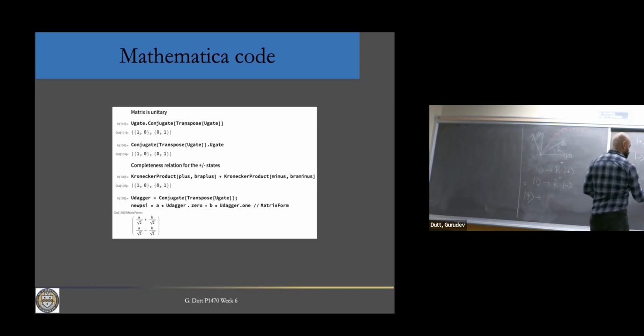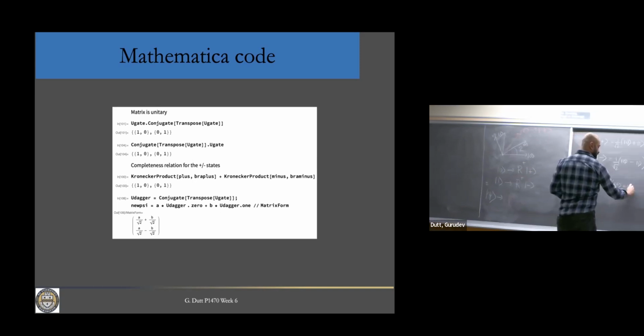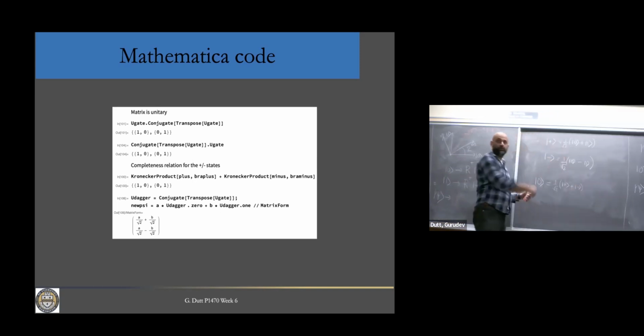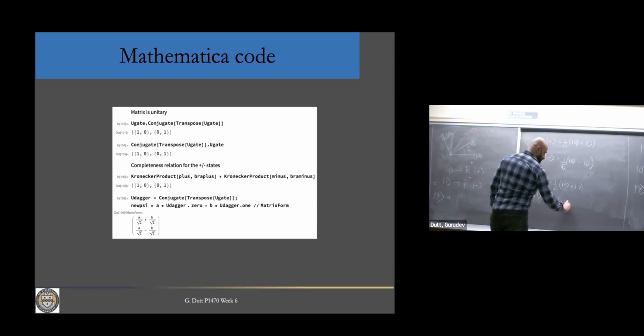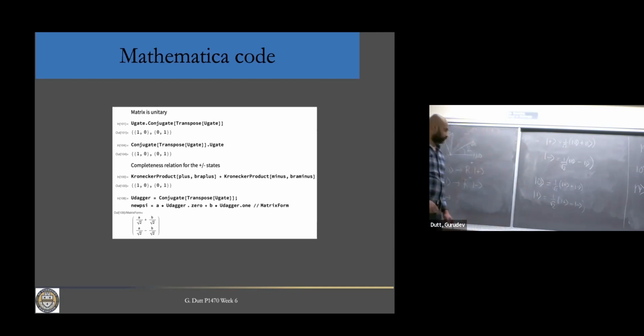So that gives me 1 over root 2 plus minus. I skipped a step. When you add those two together, you get 2 divided by root 2 times 0. So that's root 2 times 0. And then I just take it over here. And then similarly, I can find 1 equals 1 over root 2 plus minus. It's very symmetric, the relationship between 0, 1, and plus minus.